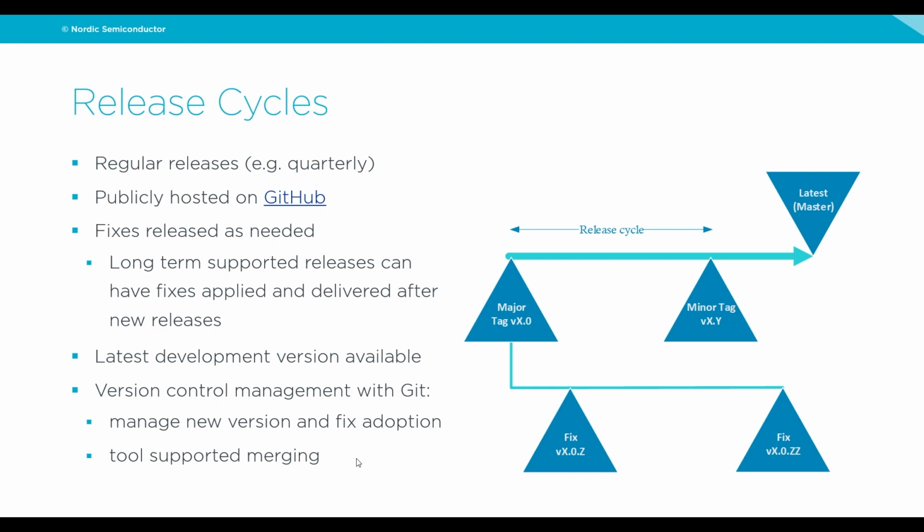Version control management is done with Git, so you can manage new versions and also fix adoption. And the tool also supports merging. So we do have major tags, minor tags, and also bug fixes in addition to the master branch.